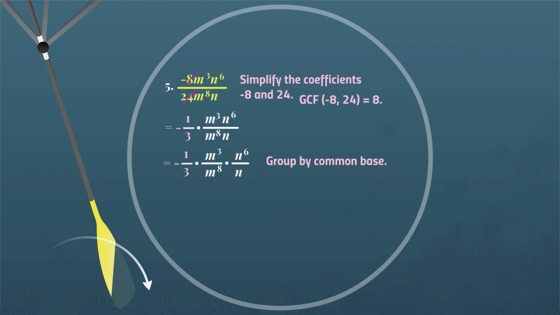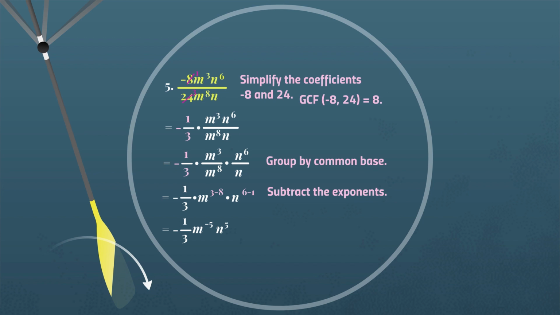What's next? Well, I'm sure you know. Subtract their exponents. Let's express the expression as the product of negative 1/3 m raised to 3 minus 8 and n raised to 6 minus 1. Subtracting is fun. 3 minus 8 is negative 5, and 6 minus 1 is 5. So the expression is now negative 1/3 times m raised to the negative 5 times n raised to the 5.